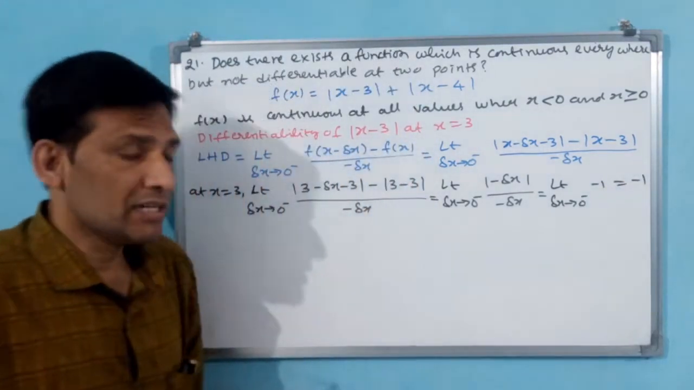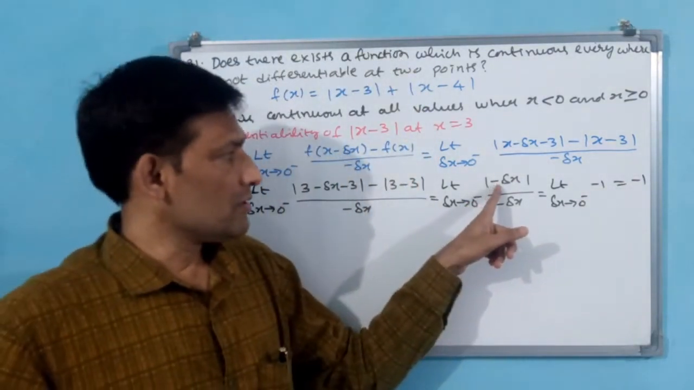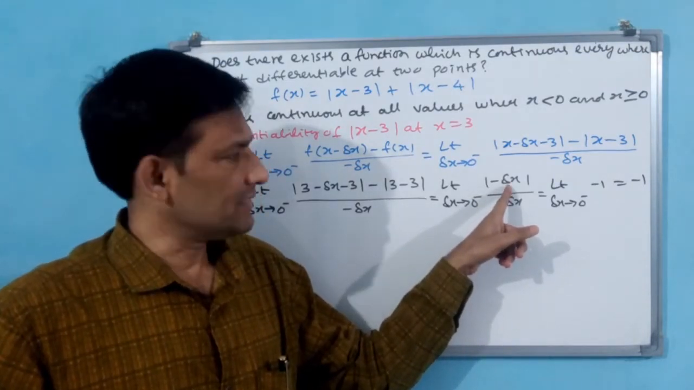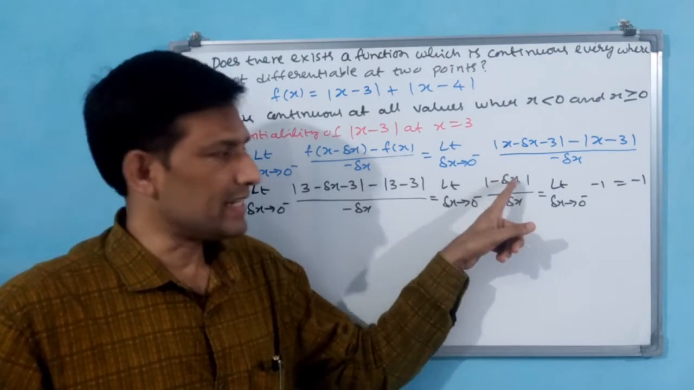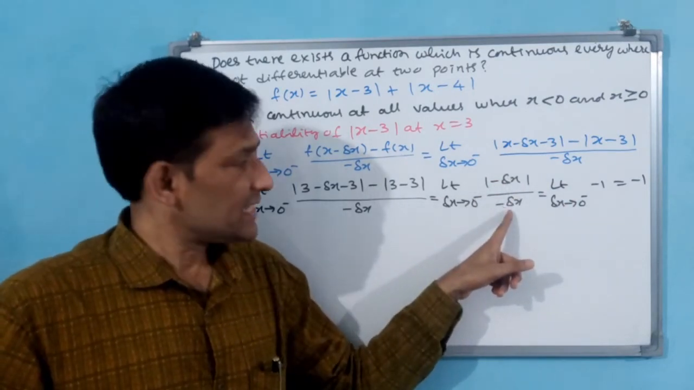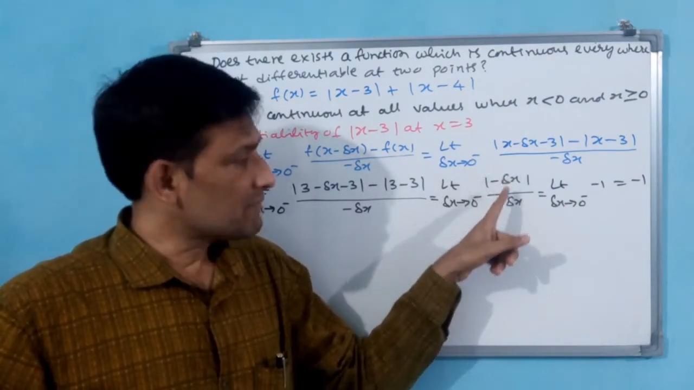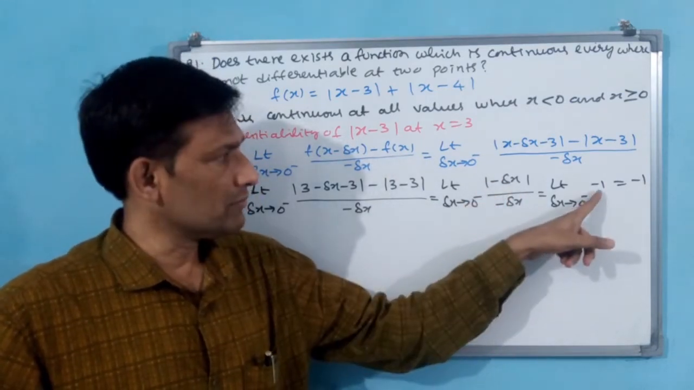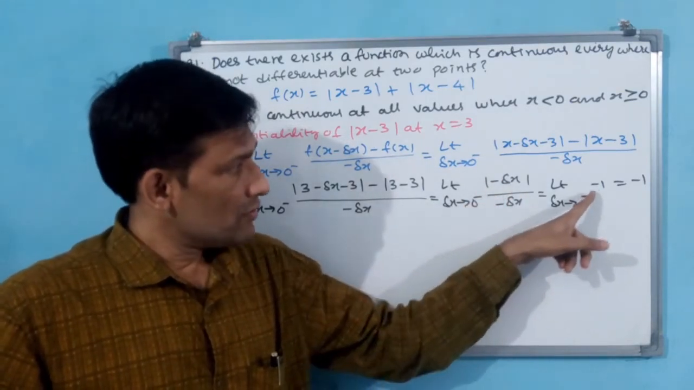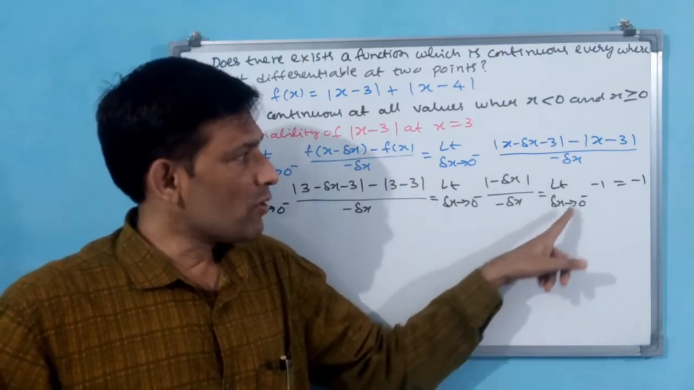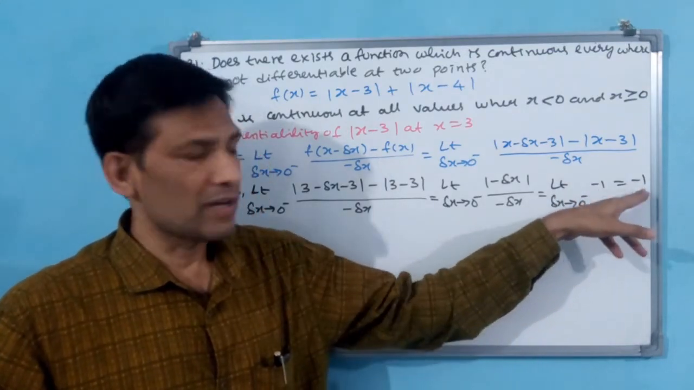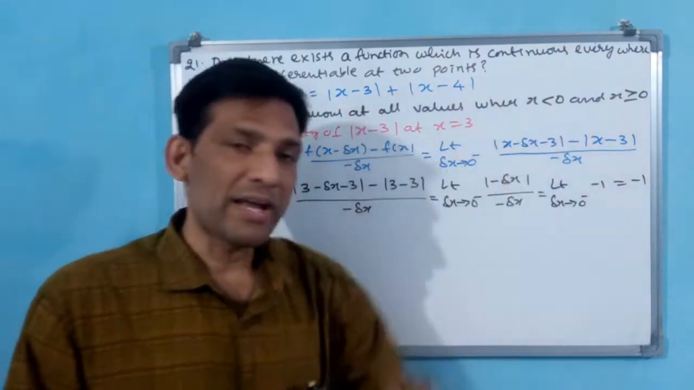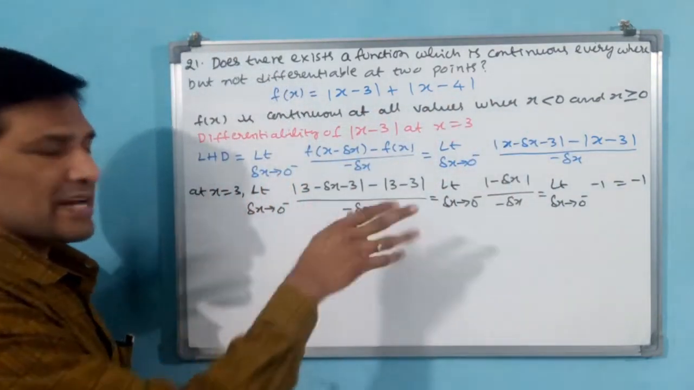Why? Because see, after modulus, this is going to become plus delta x. Why? Because modulus will make it a plus delta x. But here minus delta x is plus delta x by minus delta x. That means both are going to get cancelled. Minus 1 is going to come. See, limit of a constant value. Now minus 1 has come. Okay. This is the left hand derivative.